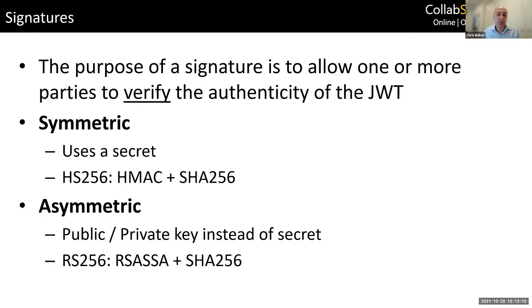Okay, so the signatures. We talked a little bit about the signatures, which form the third part of the JWT. Now, the purpose of the signature is to allow the server effectively to verify the authenticity of the JWT. And the signature is probably the single most useful feature of the JWT because it allows the server to verify that the token has not been tampered with. So the server effectively signs the header and the payload and then generates the signature. And we see two different types of signatures that are used primarily. One symmetric, which uses a secret, and an asymmetric type of signature, which uses a public-private key.